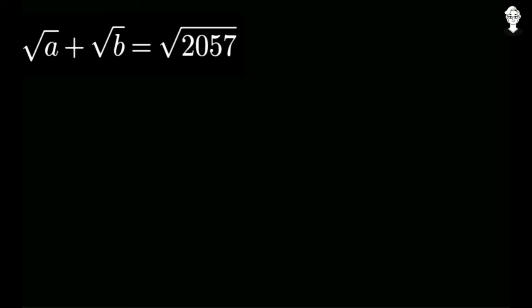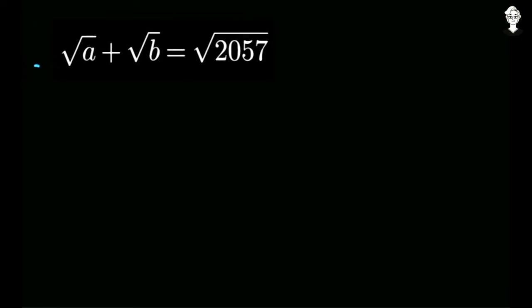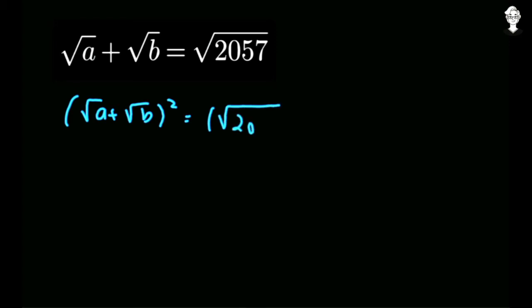Now look over here: root of a plus root of b is equal to root of 2057. In our first step we will square both the sides. So squaring both the sides, square root of a plus square root of b the whole square equals square root of 2057 the whole square. Now the square and under root get cancelled, so what is left is 2057.